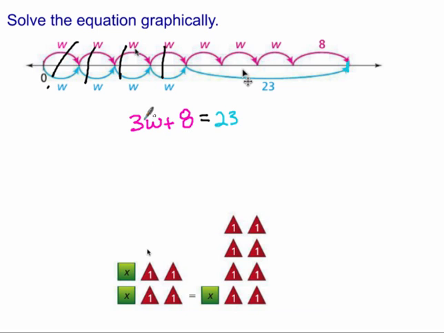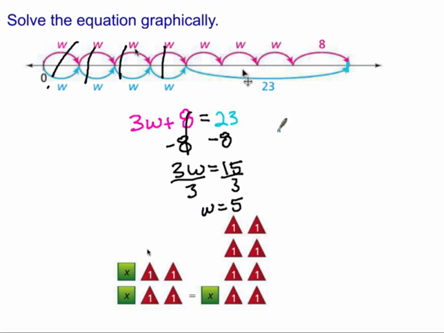In this 2-step equation, once I have the w on one side, I can just use backtracking to solve it. So I'm going to minus 8 and minus 8. They cancel out over here, and I am left with 3w equals 15. Then I can divide by 3, and w does equal 5. And to make sure this is true, I can go ahead and plug it back in where the w was. I put the 5.